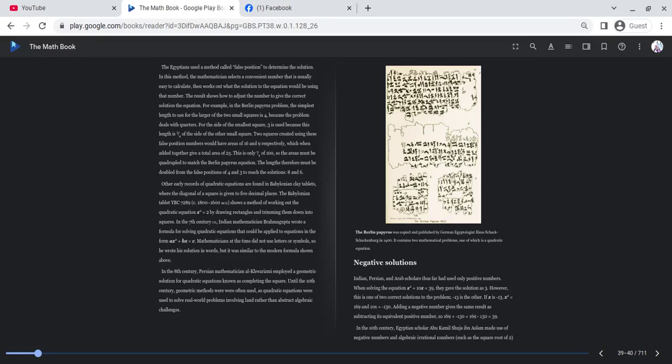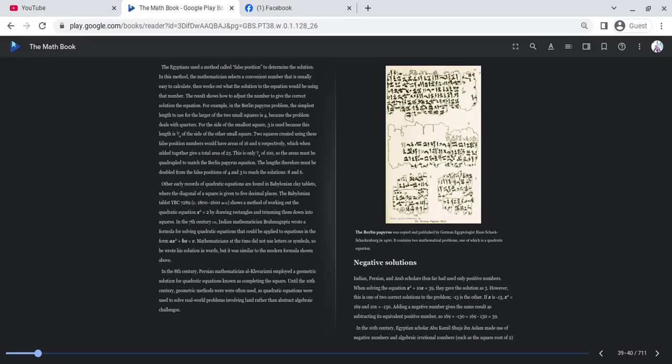For example, in the Berlin Papyrus problem, the simplest length to use for the larger of the two small squares is 4 because the problem deals with quarters. For the side of the small square, 3 is used because this length is 3/4 of the side of the other small square. Two squares created using these false position numbers would have areas of 16 and 9 respectively, which when added together give a total area of 25. This is only a quarter of 100, so the areas must be quadrupled to match the Berlin Papyrus equation. The lengths therefore must be doubled from the false positions of 4 and 3 to reach the solution, 8 and 6.